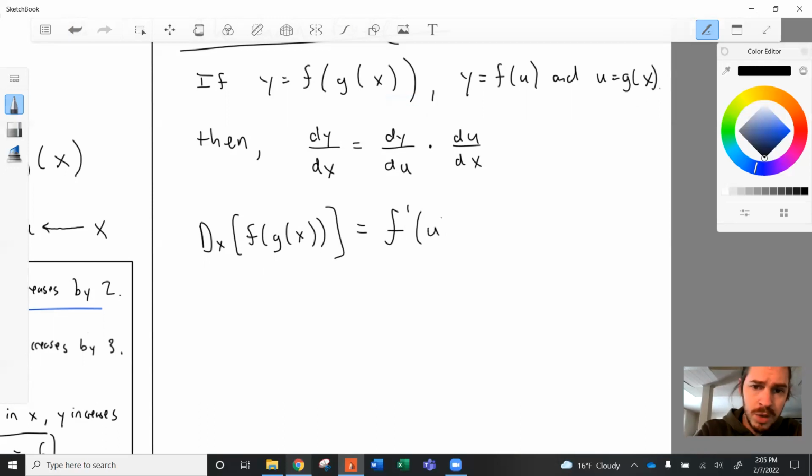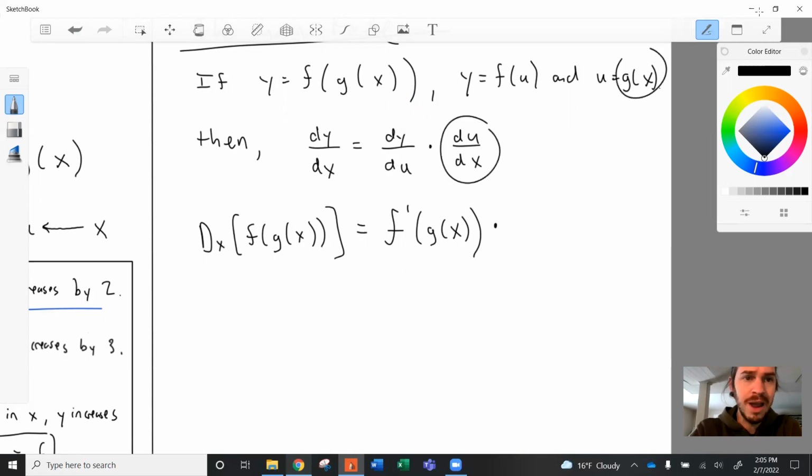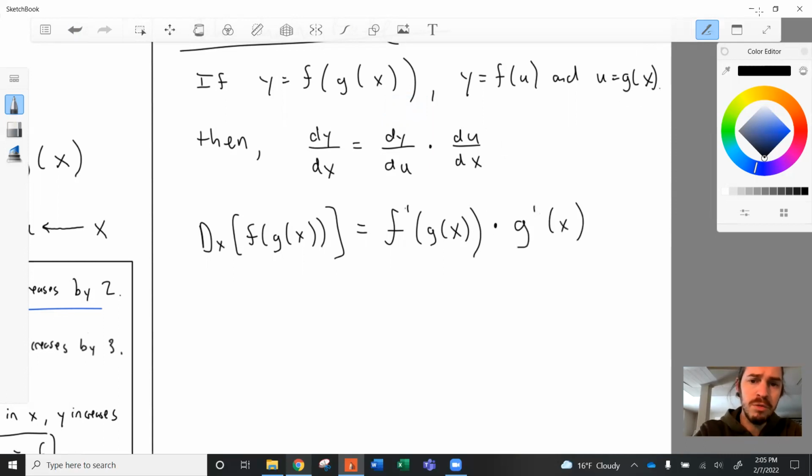I could write f prime of u here, except u is g of x. So to make this a little bit more general, I'm going to write f prime of g of x. And then we'll multiply by du over dx. That's the derivative of g, right? So that's just g prime, and that's truly g prime of x. So this prime actually means derivative of f with respect to u, whereas this prime means derivative of g with respect to x. So that is how it can be done, okay?